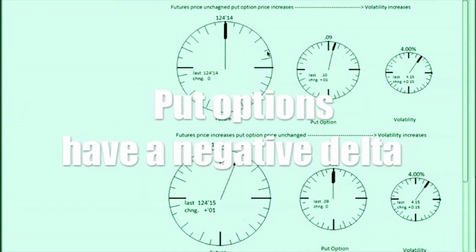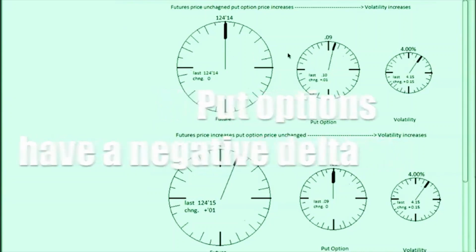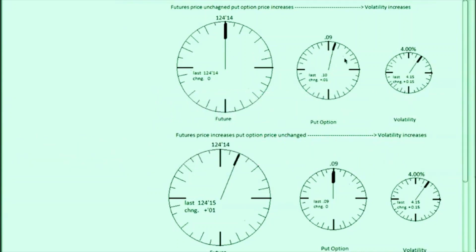So with puts, again, if the futures are unchanged and the put is trading at a higher level, well, then volatility clearly goes up. In the example here, the futures contract is up. The put option should actually be losing some value on an upward move in the futures, but as you can see, it's trading unchanged. So unlike the call that would lose some volatility, the put actually gains.